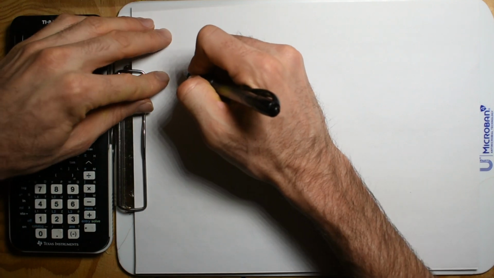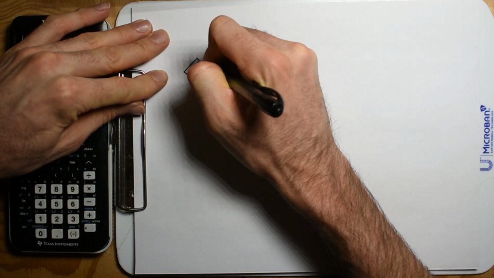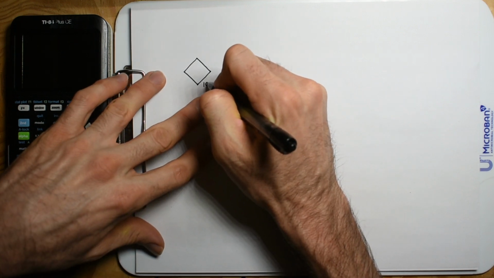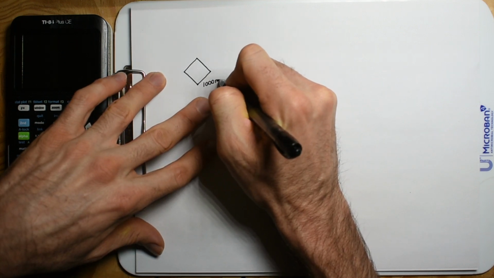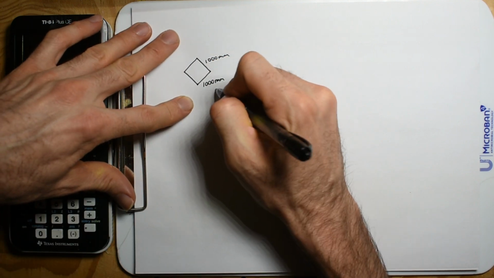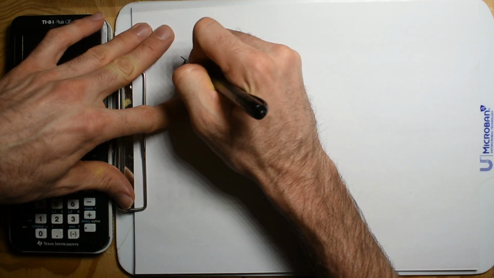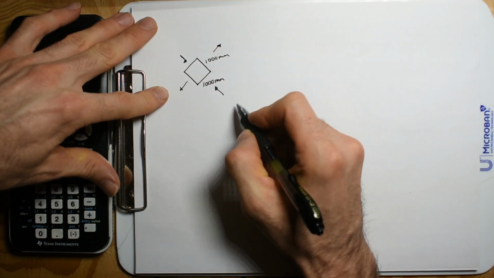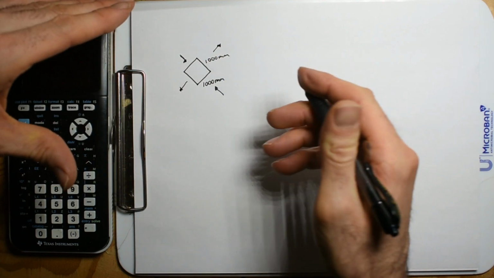All right, hell yeah. And so we're just going to make this 1 meter by a meter. I think it is best to do that. So we have 1,000 millimeters by 1,000 millimeters, and we're going to compress it in, and then we're going to tension it out. So with the same load.